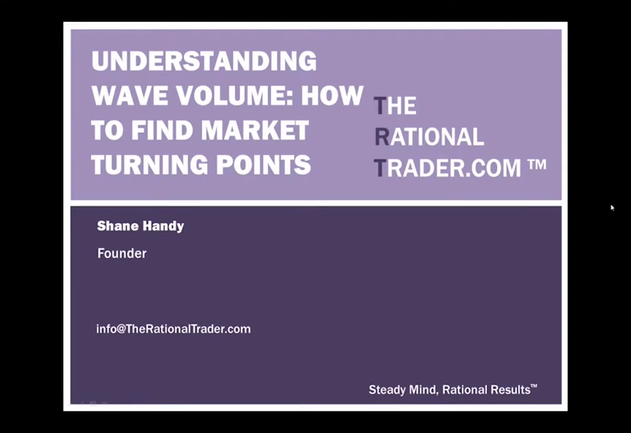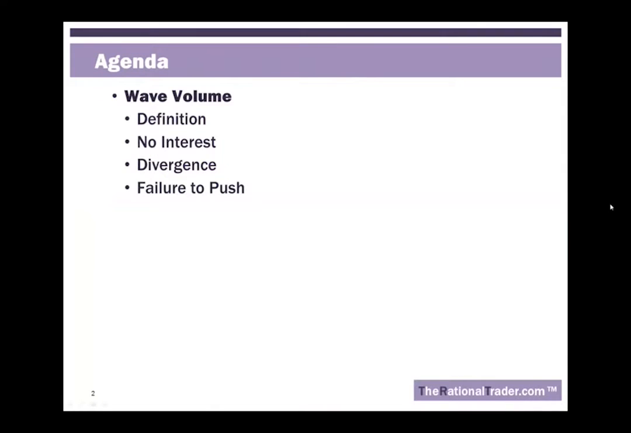Here's our agenda. We're going to define wave volume, and then we're going to talk about the three basic signals that we're looking for. The first one's called no interest. The next is divergence, and then finally failure to push. Those are listed in the order of the frequency that you see them.